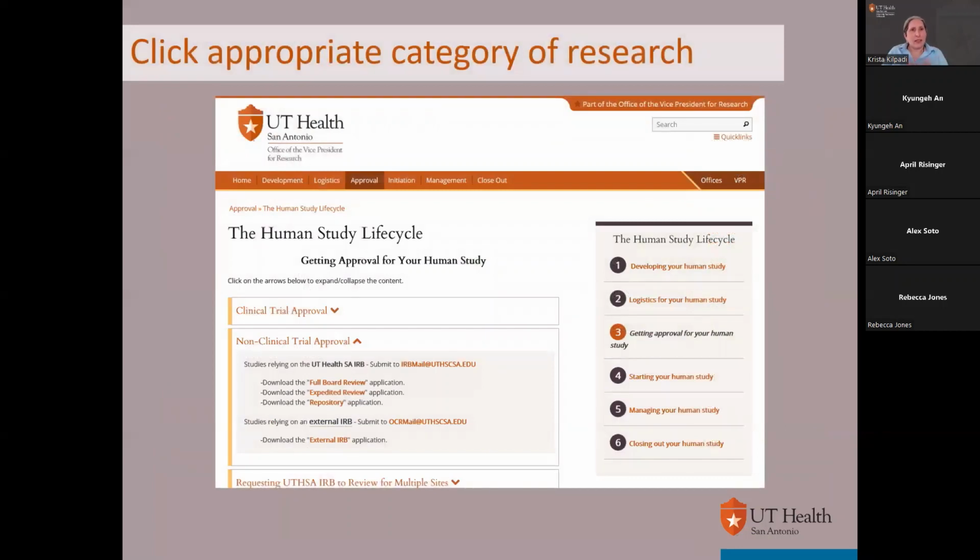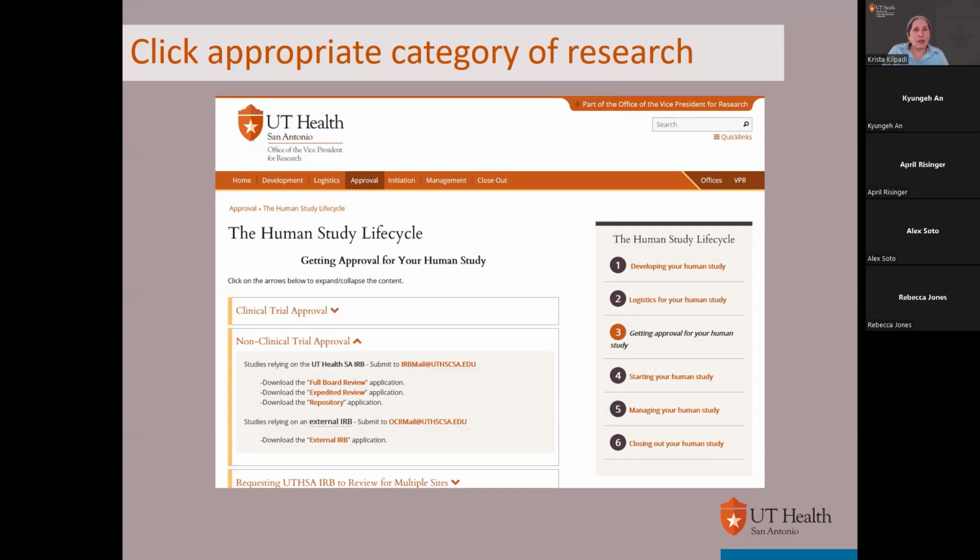Once you've clicked on the starting your study section, you're going to get a page that looks like this. You want to click on the appropriate category of research based on those ones that I was just talking about, whether it's a clinical trial, a non-clinical trial, what category or review you need, whether it's full board, expedited, et cetera.